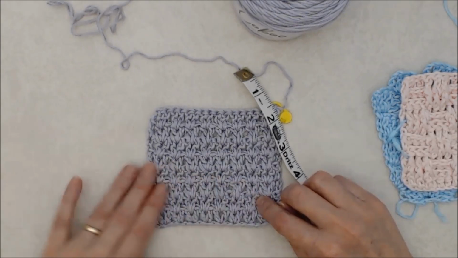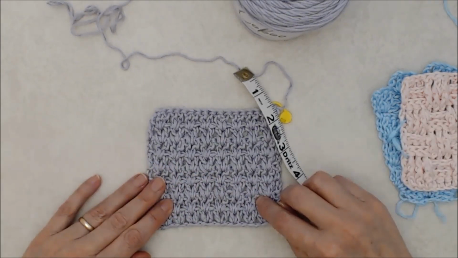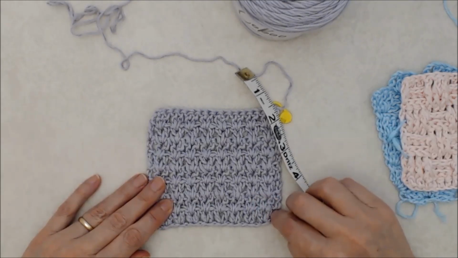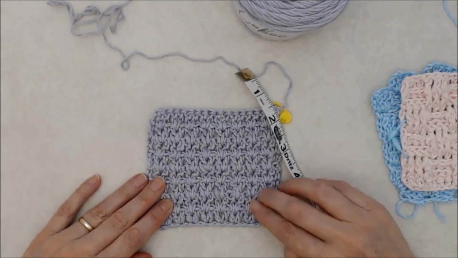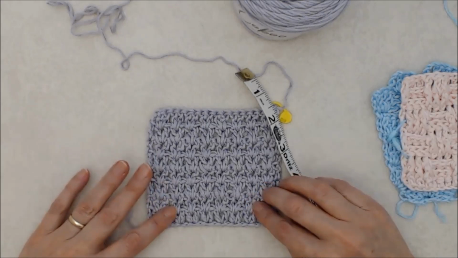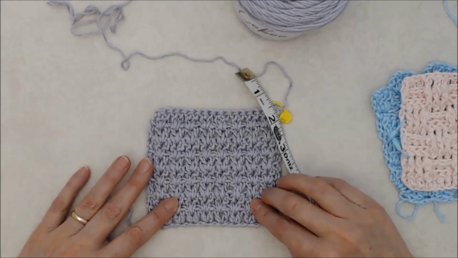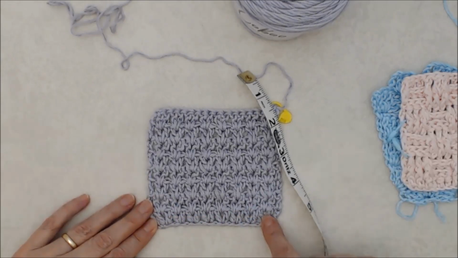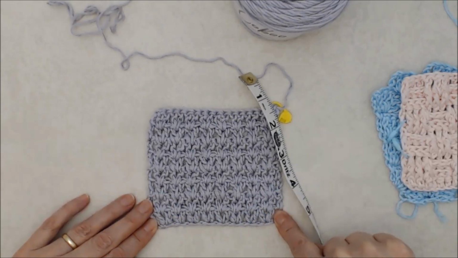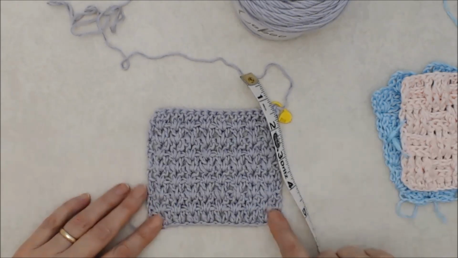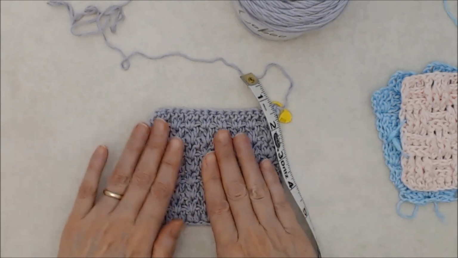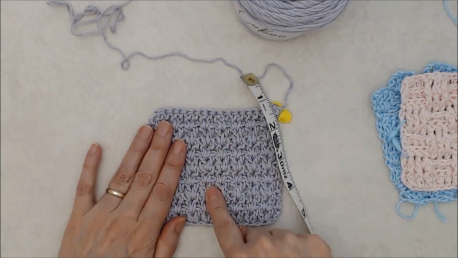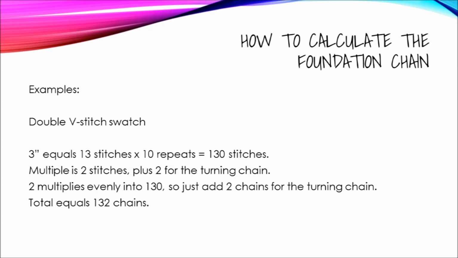The multiple for this pattern is 2 stitches plus 2 for the turning chain. So 2 multiplies evenly into 130. All you need to do is have 130 chains plus 2 chains for your turning chain. So a total of 132 chains will give you a 30-inch blanket using this yarn with this stitch. And again, you can pause the video here to review that.